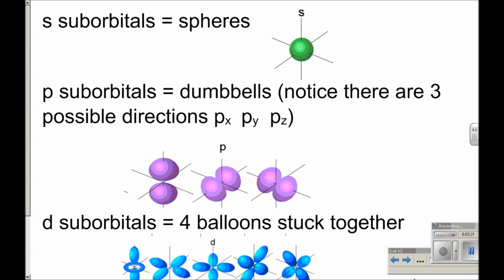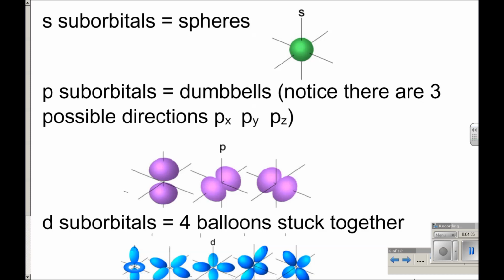So an s suborbital means that regardless of what orbital it's in, 1, 2, 3, and so on, that s suborbital is always going to be a sphere. And the p suborbitals are always shaped sort of like dumbbells or figure 8s. You'll notice in the diagram below that there are 3 possible directions, right? The dumbbell could be going up and down, it could be going back and forth, side to side, or it could be coming in and out of the page. We call those different directions px, py, and pz.